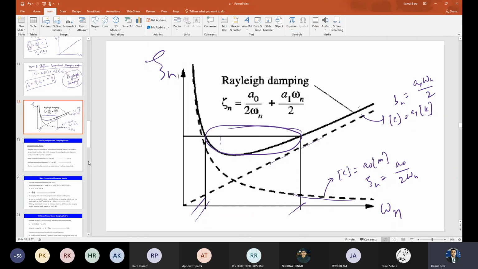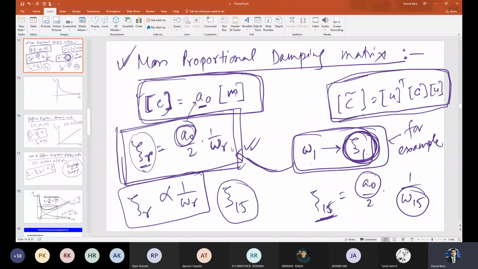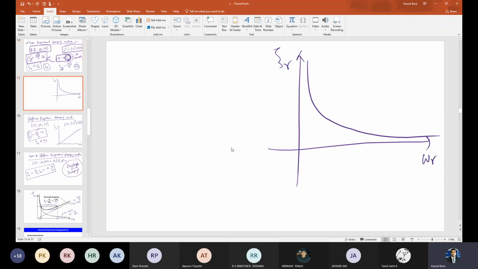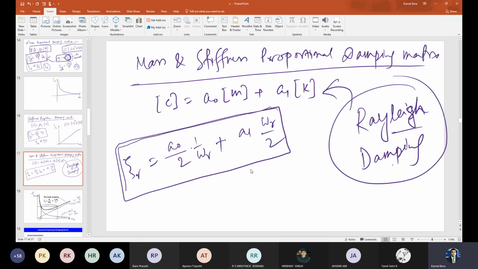So now you tell me. Here in the mass proportional, if I give the damping ratio of one of the modes, one of the frequencies, then you can find out A0, and you can find out the damping ratio for any other mode, right? Similarly for stiffness proportional, if I give the damping ratio for one of the modes, then you can find out the damping ratio for any other mode. But is it possible for this if I give the damping ratio for only one mode? Is it possible?